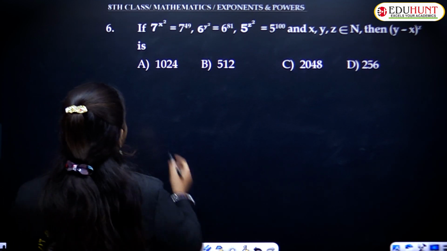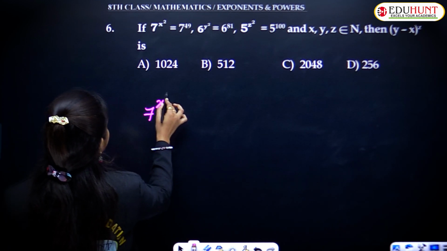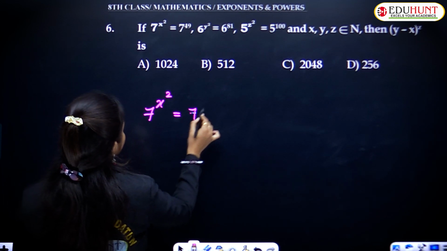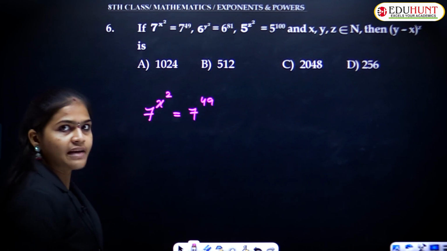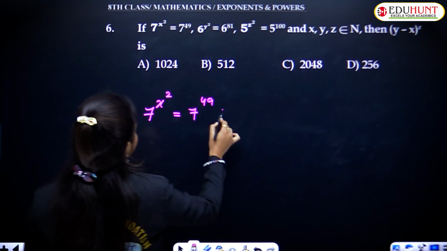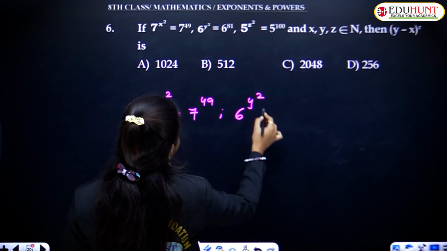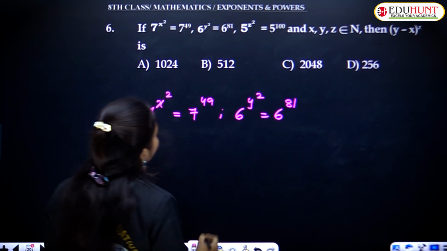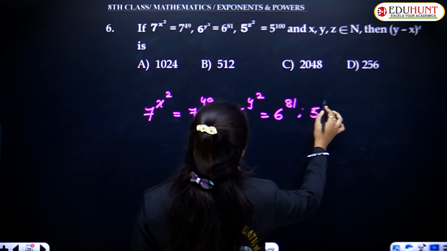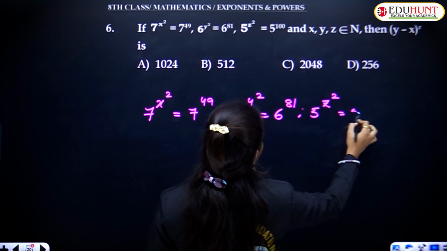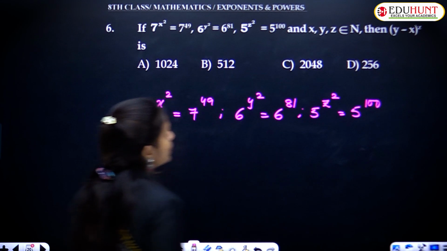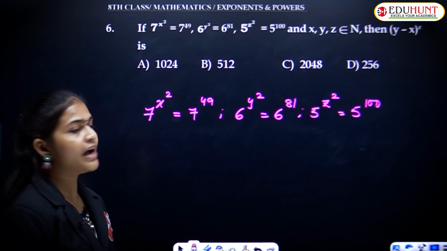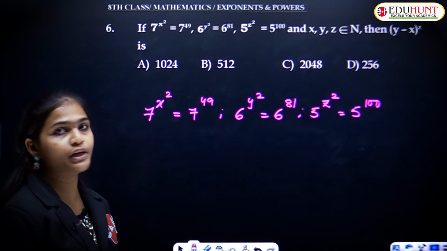If 7 power x square is equal to 7 power 49, next, 6 power y square is equal to 6 power 81. See carefully, here squares are given like this. Next, 5 power z square is equal to 5 power 100. So children, here we need to find that x, y, z belong to N. Then we need to find the value of (y minus x) whole power z.